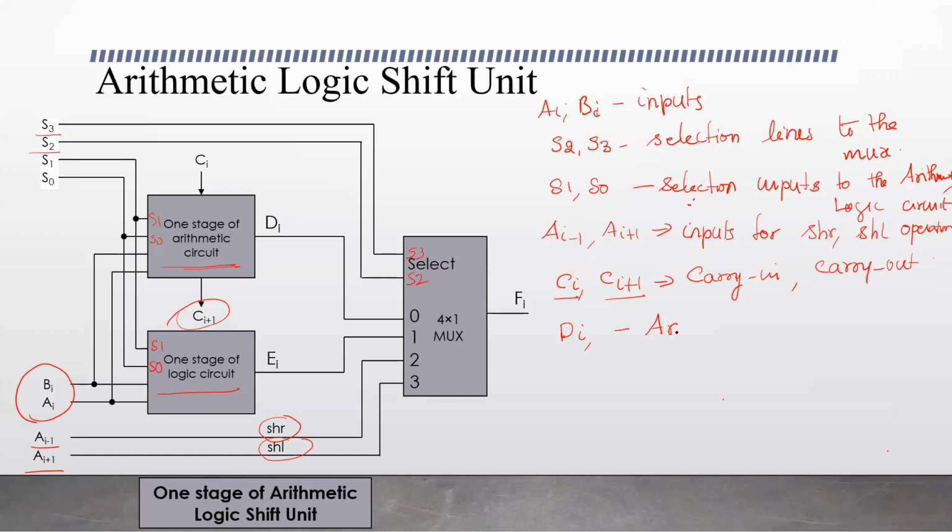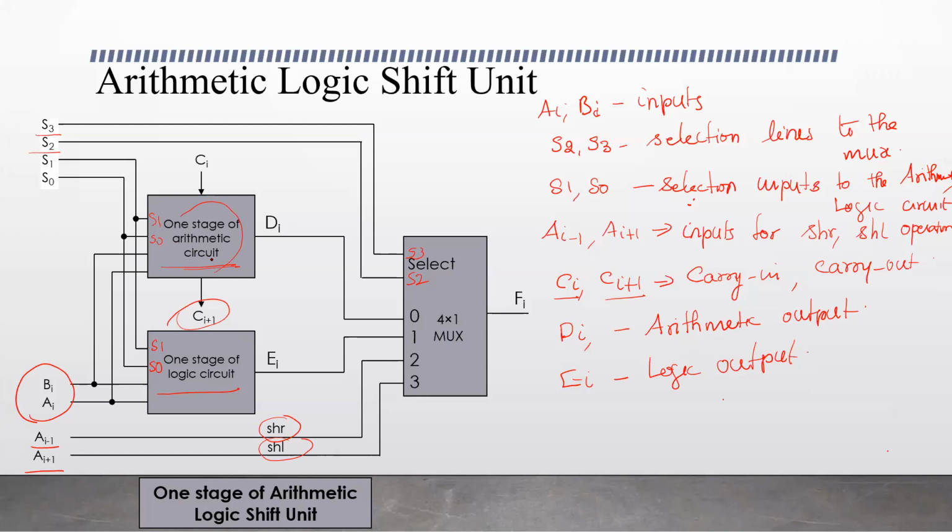DI is the arithmetic output, the output from the arithmetic circuit, and EI is the logic output, the output from the logic circuit. This logic circuit performs logic operations, and this arithmetic circuit performs arithmetic operations. We have discussed around 7 or 8 arithmetic operations, so all those arithmetic operations are performed by this circuit.